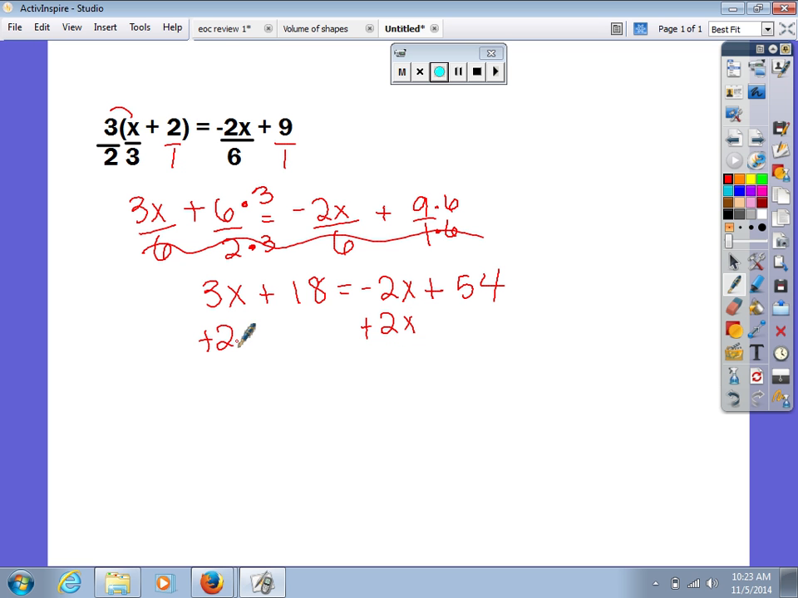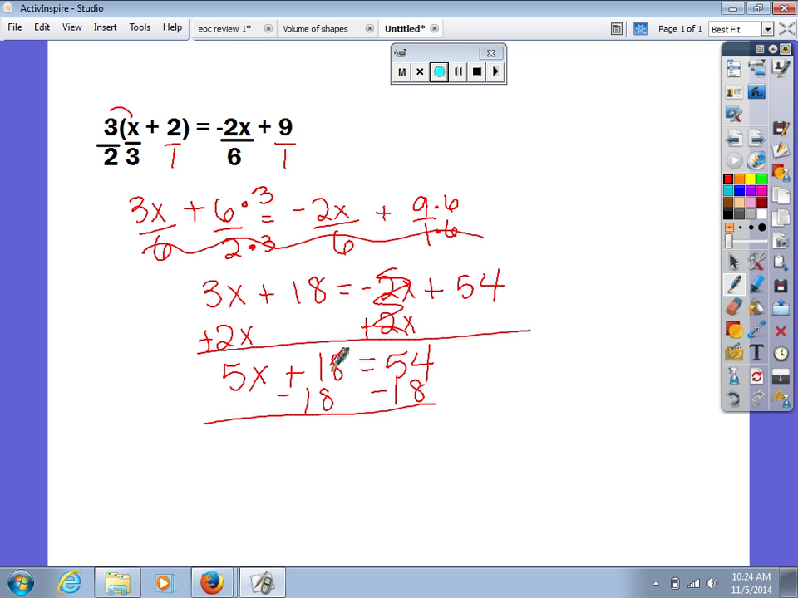So I'm going to add it because it's opposite sides, so we need opposite sign. What's 3 plus 2? So 5x plus 18 equals 54. Now what do I do? Subtract 18. What do I get when I subtract 18? 36. And then what do? So x equals 36 over 5.